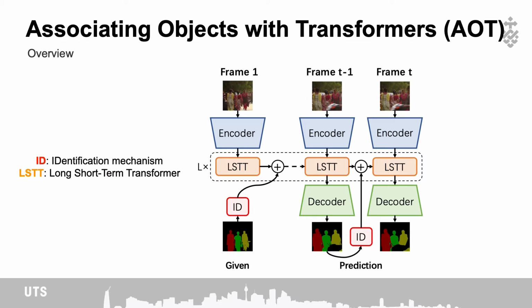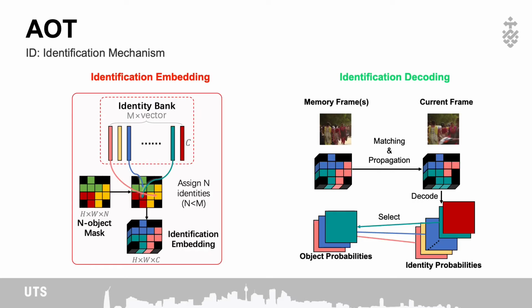This figure is an overview of AOT. As common, the predictions are generated in a recurrent manner. Two important key parts are proposed here: the identification mechanism and the long short-term transformer. The most important part of AOT is our identification mechanism. We use this mechanism to associate multiple objects as simply and efficiently as processing a single object. In detail, the identification mechanism has two components: identification embedding on the left and identification decoding on the right.